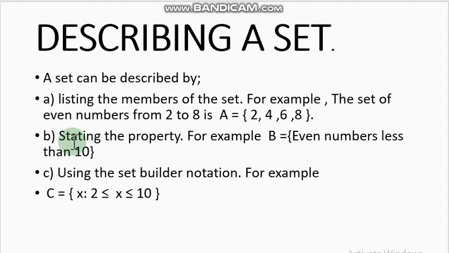Now the second way of describing a set, we have stating the property. For example, B is equal to even numbers less than 10. So the set A and the set B are talking of the same thing, but with the set A, they have listed the members of the set, and with the set B, they have stated the property of that set. Now let's come to the third way, using the set builder notation. For example, the set C is equal to {x such that 2 ≤ x ≤ 10}.